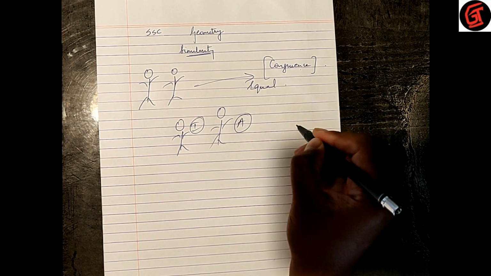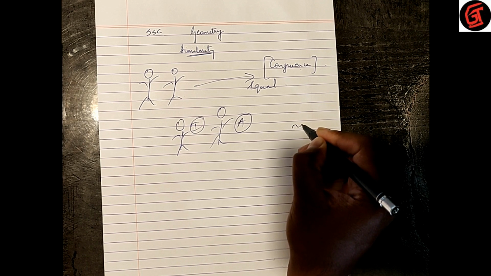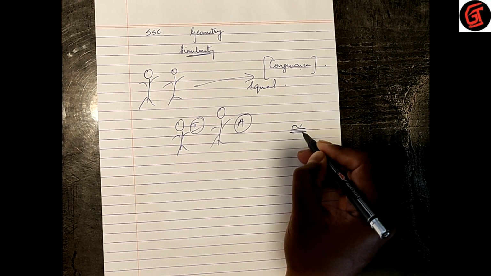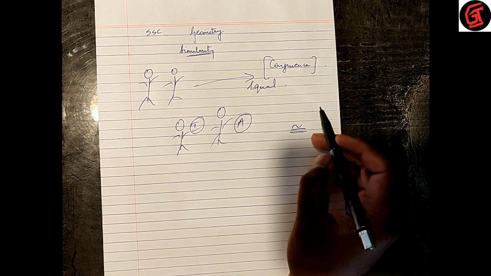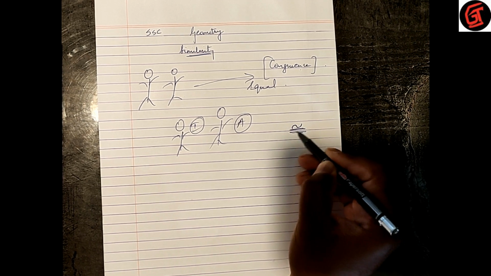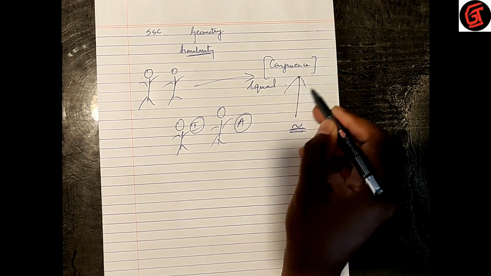We also know that the symbol for similarity is like this, and the symbol for congruence has two lines down, so this is an equal to here. So there the difference comes into consideration. This is similarity, and with similarity, if there is an equal sign, then it becomes congruent.